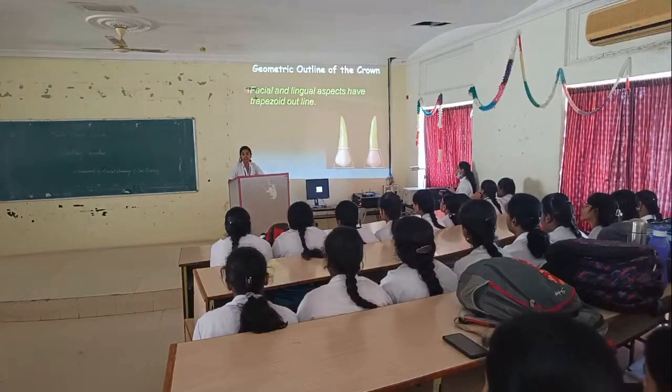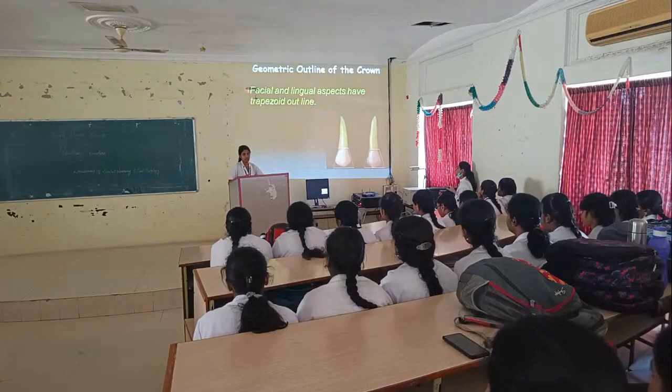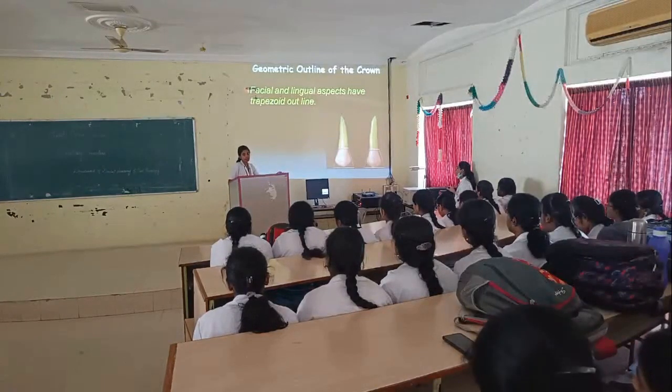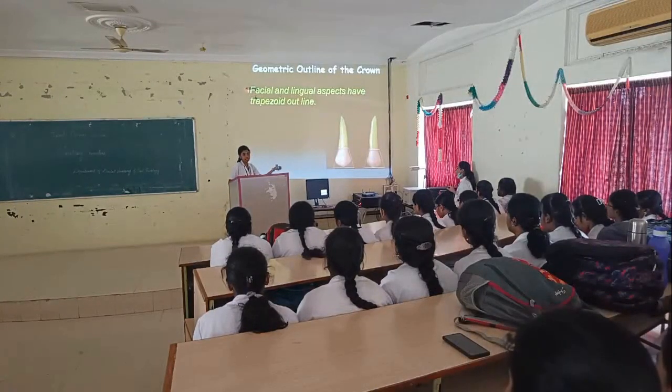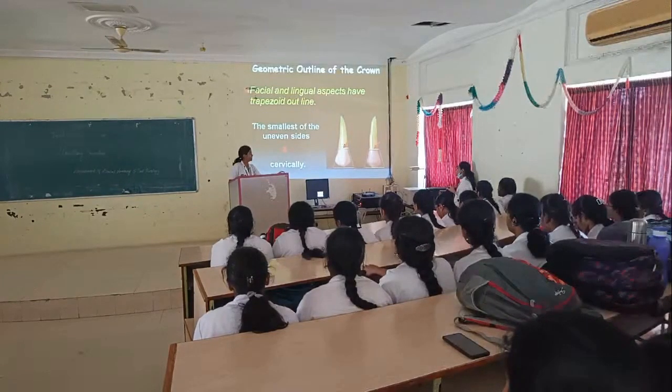First is the geometrical outline of the crown. The facial and lingual aspects, that is the buccal and the palatal aspects, have a trapezoidal outline. You can see in the picture they have a trapezoidal outline, where the smaller side of the trapezoidal shape is in the cervical region.